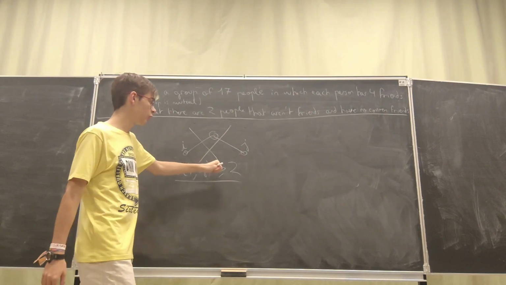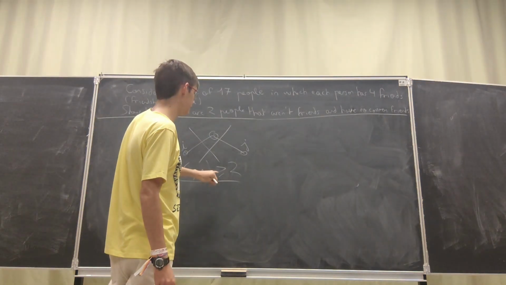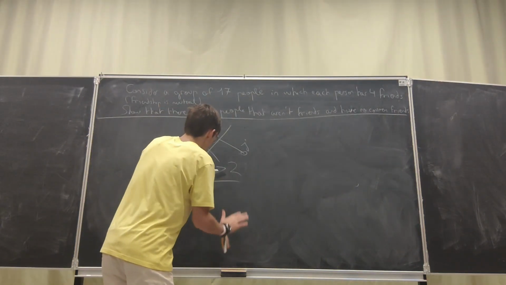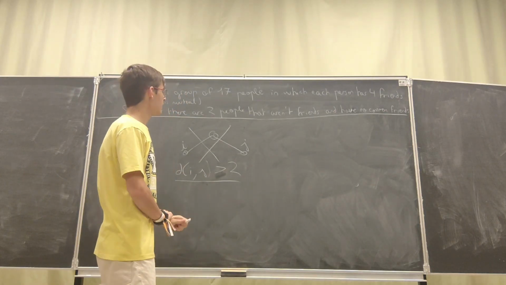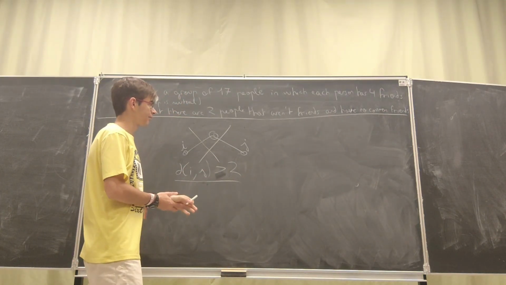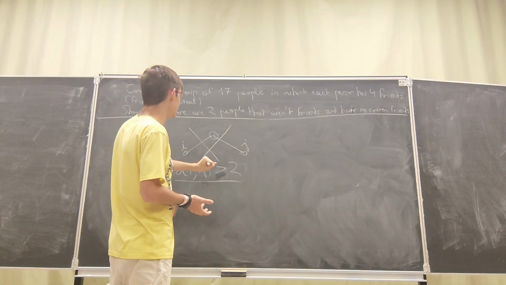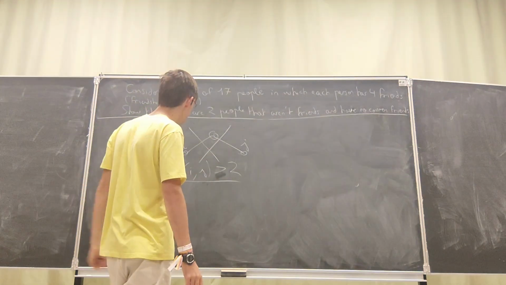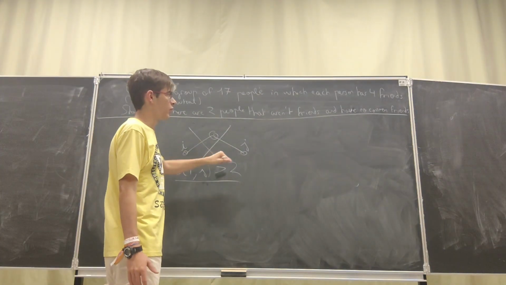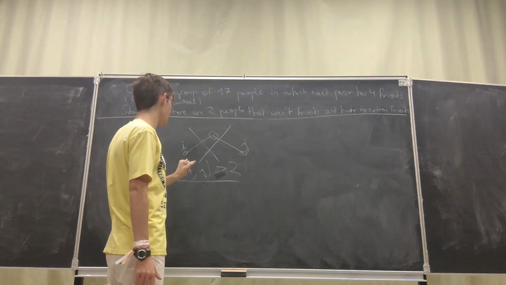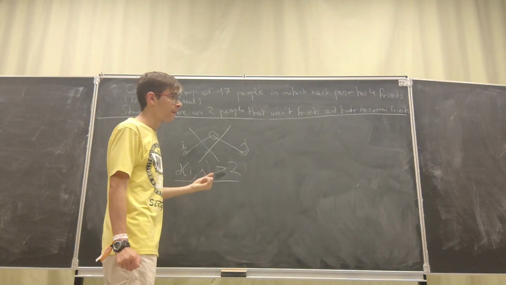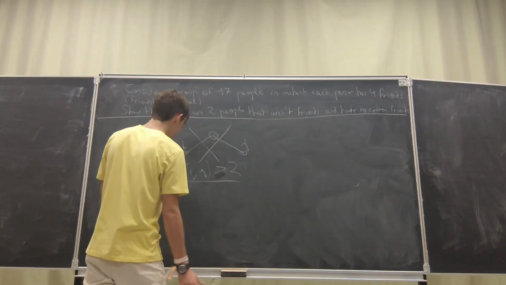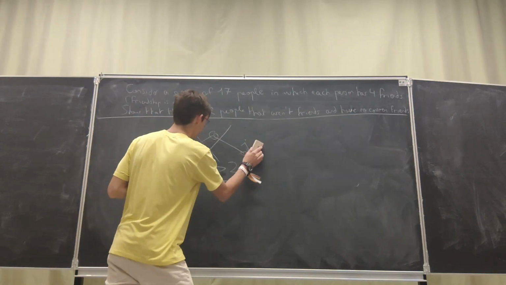If the distance between 2 people is at least 2, well then since the distance, no, actually not at least, it's strictly more than 2, of course. So if it's strictly more than 2, then they can't be friends because otherwise the distance would be 1, and they can't have common friends, otherwise the distance would be 2 at most. So this is equivalent.